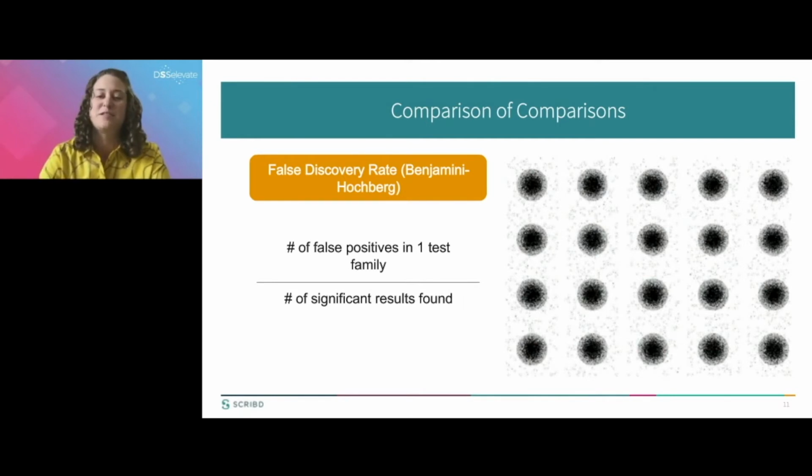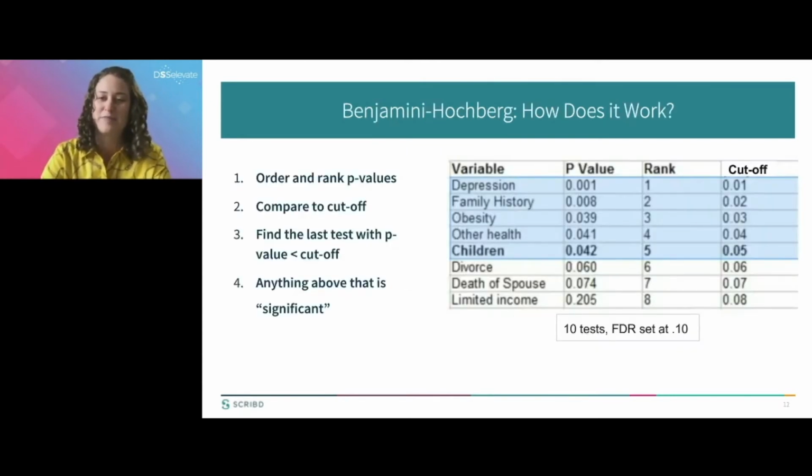Okay, so here's how the Benjamini-Hochberg procedure actually works. It's slightly more complicated than Bonferroni, but not a lot. So once you have p-values for each of the t-tests or z-tests that you performed, so each of your comparisons, you're going to order and rank the p-values from smallest to largest. So you can see this example. And then you're going to compare each of the p-values to a cutoff. So how you get the cutoff is you take the false discovery rate that you've set and you divide it by the number of comparisons that you're making.